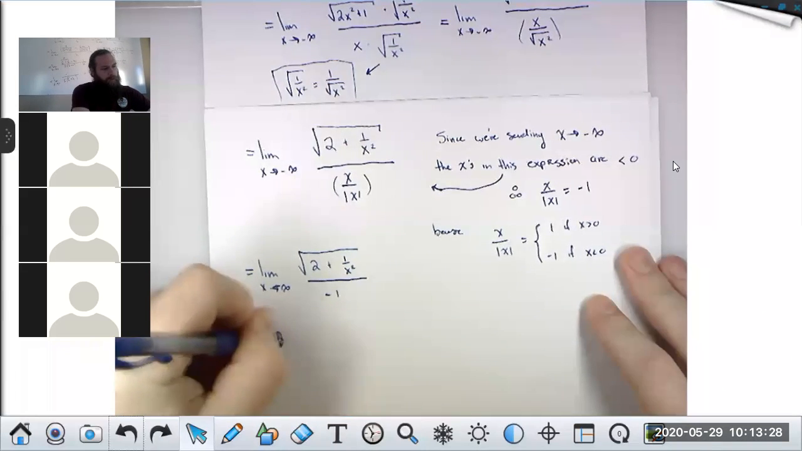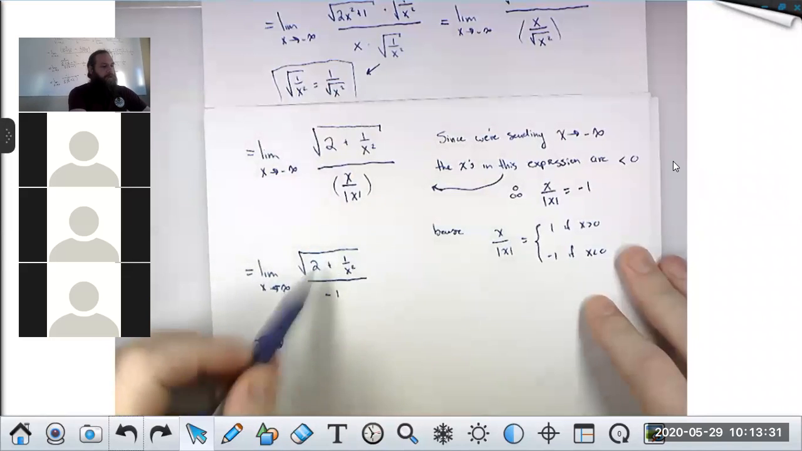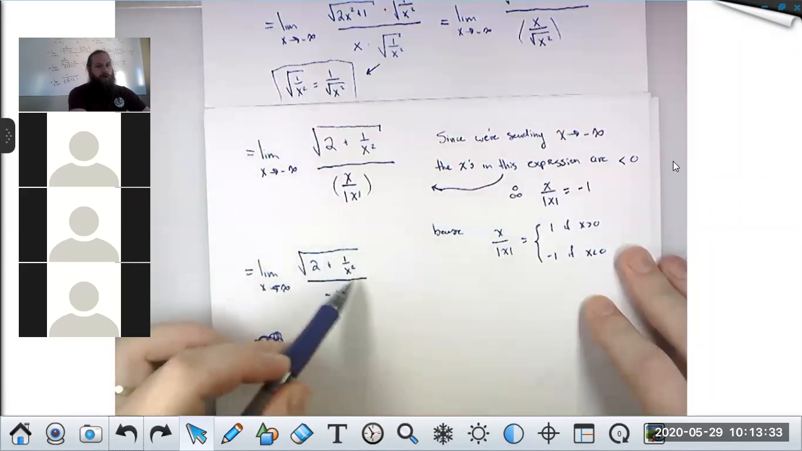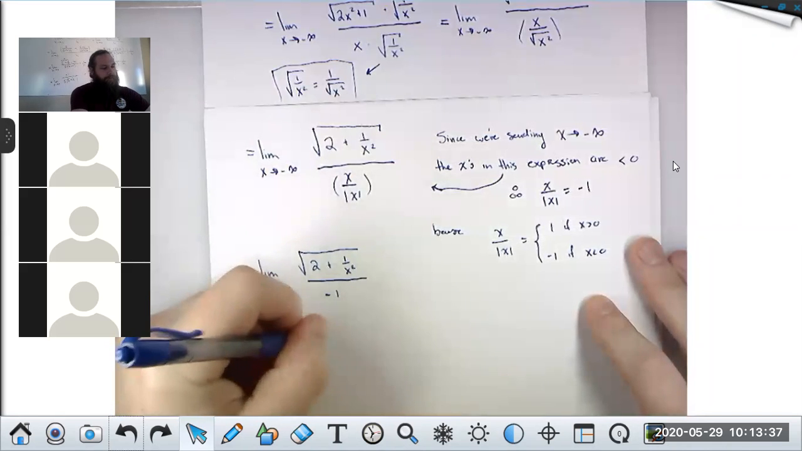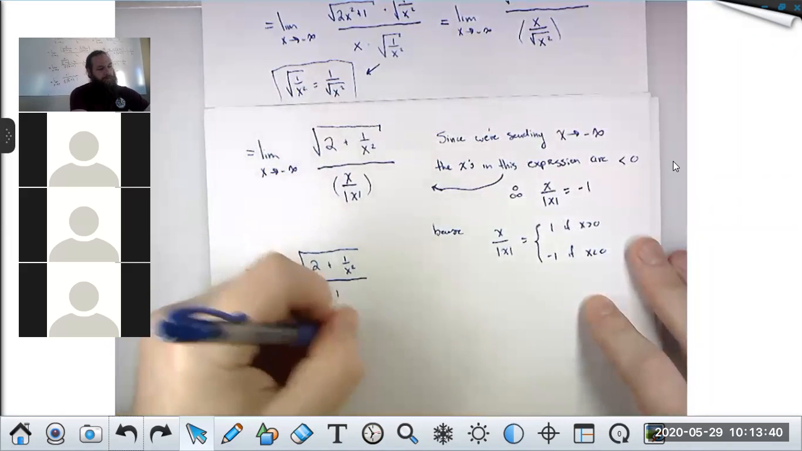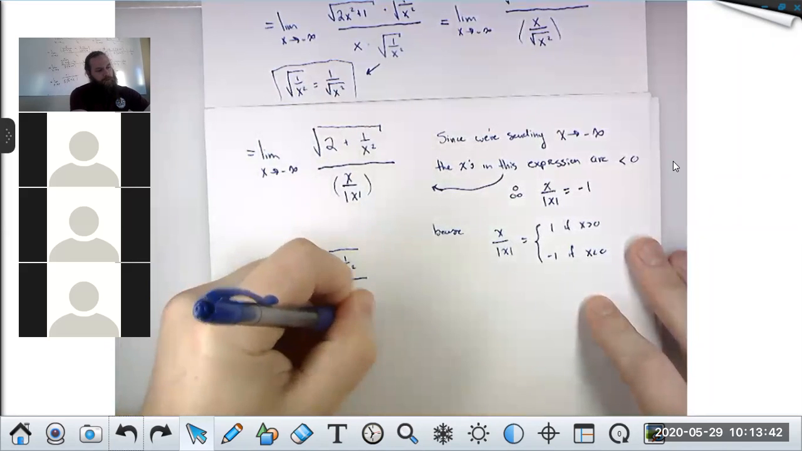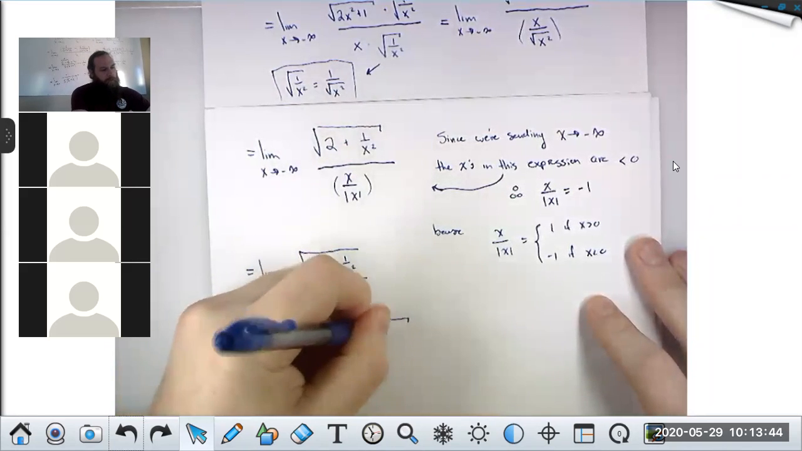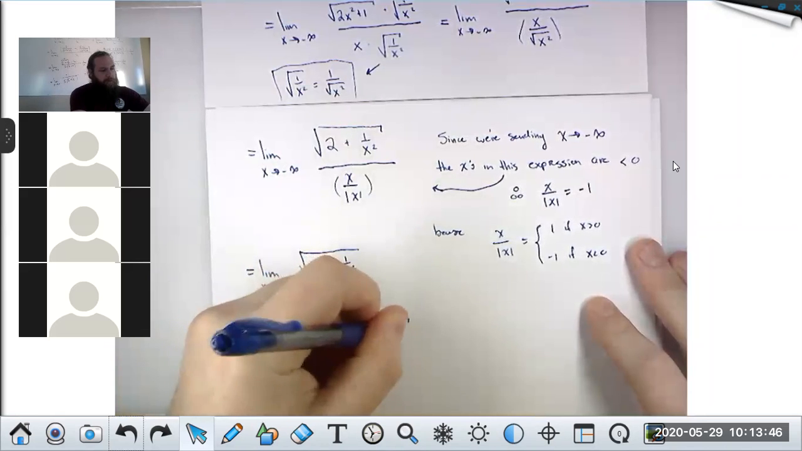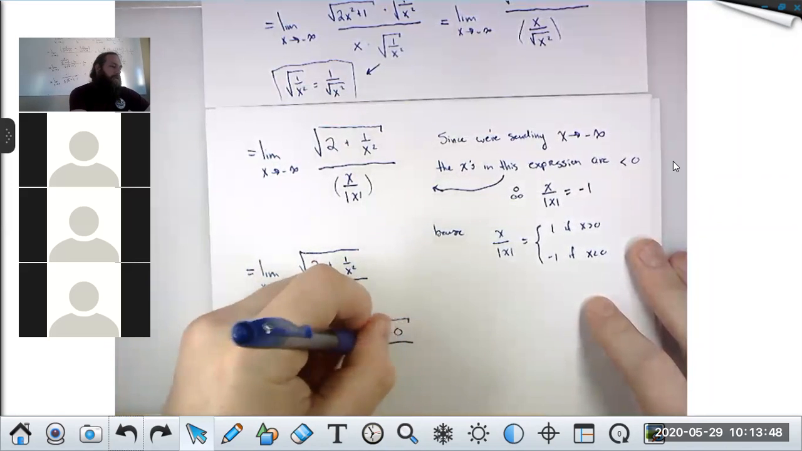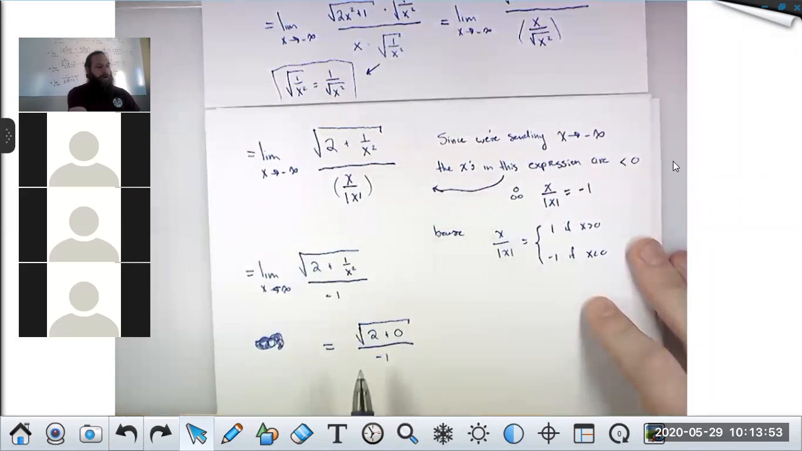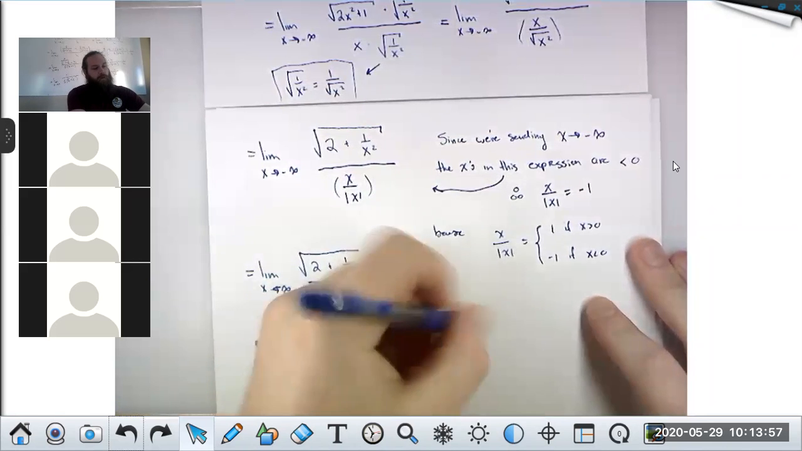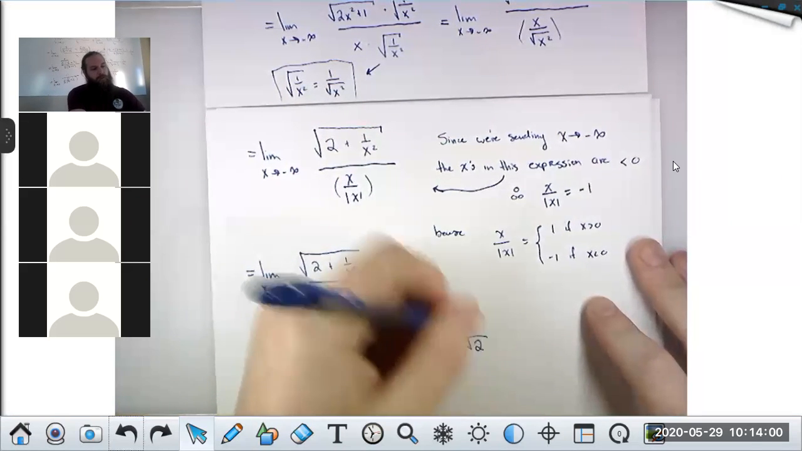we don't need our limit anymore. As x goes to infinity, the only thing that isn't constant now is 1 over x squared. What does 1 over x squared do as x goes to infinity? It goes to 0. That was one of our theorems from last time, remember? 1 over x to the r for any positive number r has limit 0 at plus or minus infinity. So we end up with the square root of 2 plus 0, all divided by -1, which is negative square root of 2.